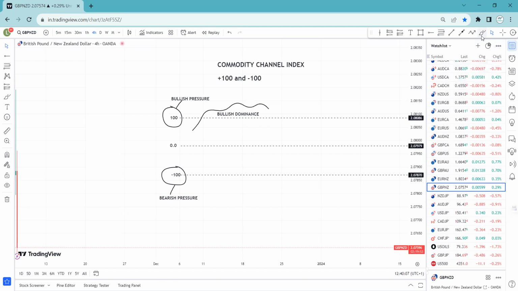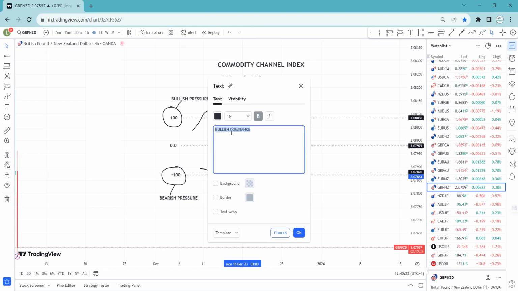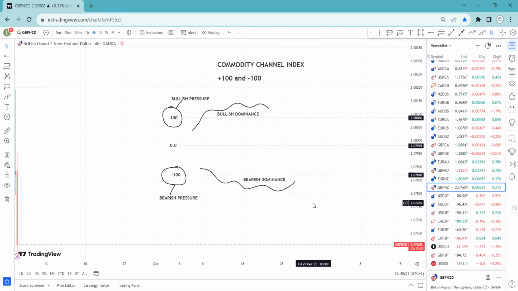Now, in the same way, when we see prices fall below the positive 100, and for the time it stays below the positive 100, what it simply means is bearish dominance. So for all the time prices stay below the positive 100, what we will see is a bearish dominance. What do I mean by bearish dominance? It simply means that prices will continue to go bearish, prices will continue to go south until the sellers are saying that they are no longer willing to continue to push prices in their favor.